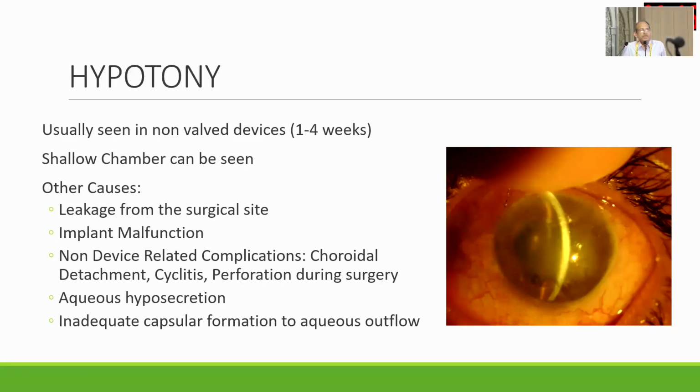Hypotony can occur in a trabeculectomy patient and mostly it's not serious. But with implants, I am always worried about hypotony, and if there is an associated shallow chamber, then it's even more grave. The causes, apart from the valvular issue, can be leakage from the surgical site, implant malfunction, choroidal detachment, cyclitis, perforation during surgery, aqueous hyposecretion due to ciliary shutdown, or sometimes inadequate capsular formation due to various reasons.